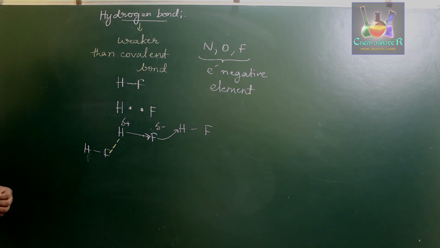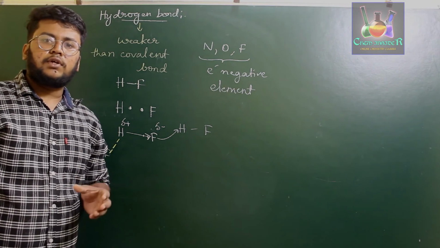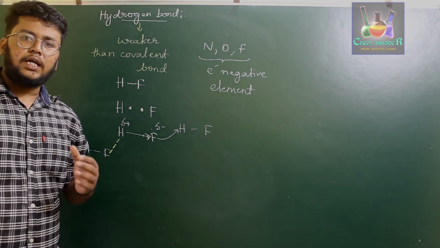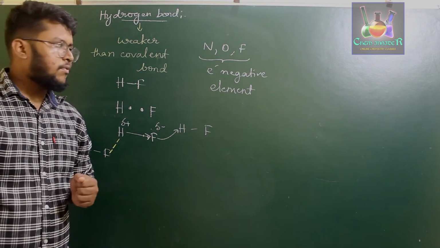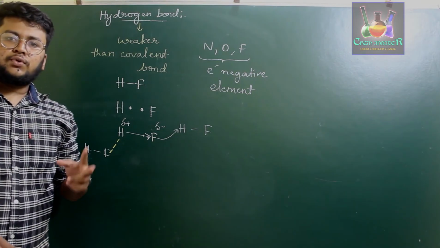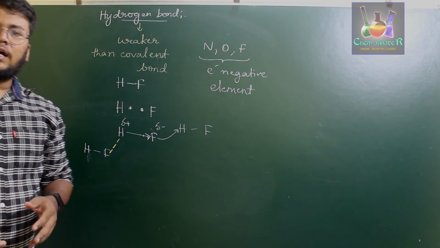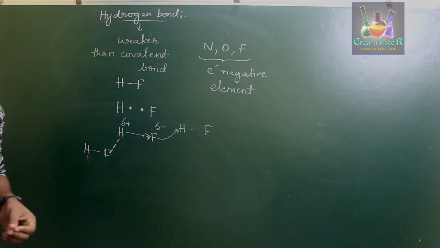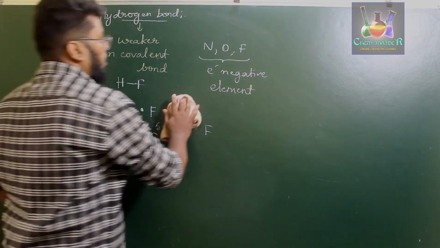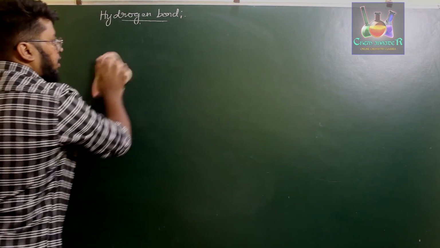So what we can clearly say is, the presence of hydrogen bonding can clearly influence certain changes in physical and chemical properties. Okay, so this is about hydrogen bonding. There are two types of hydrogen bonding: intermolecular hydrogen bonding and intramolecular hydrogen bonding. Now let us discuss inter and intramolecular hydrogen bonding. First is intermolecular hydrogen bonding.